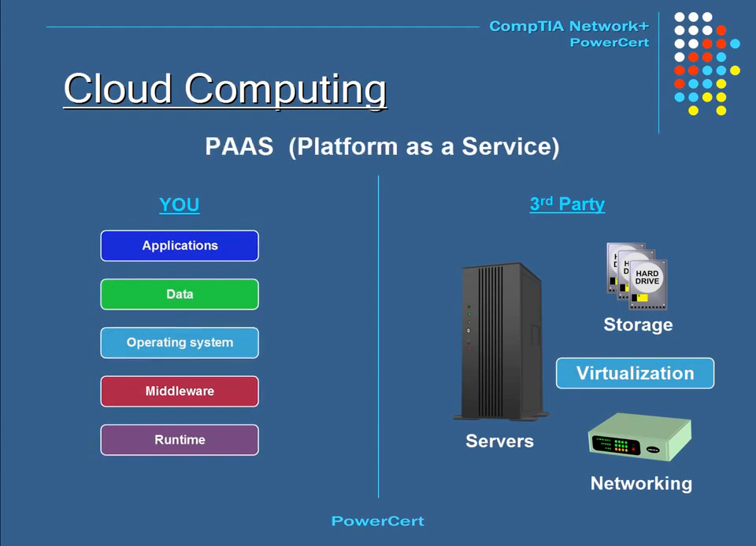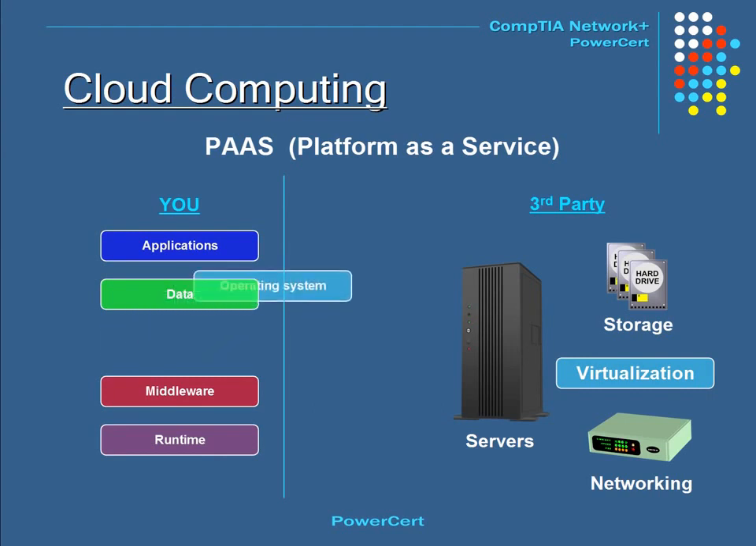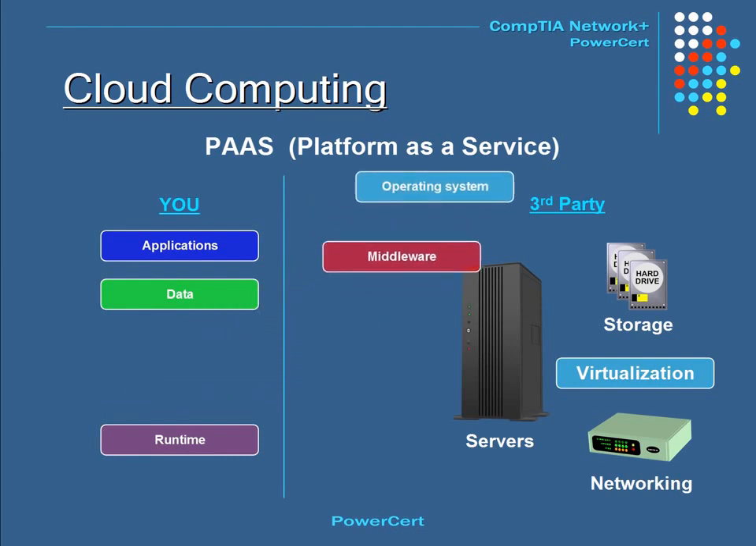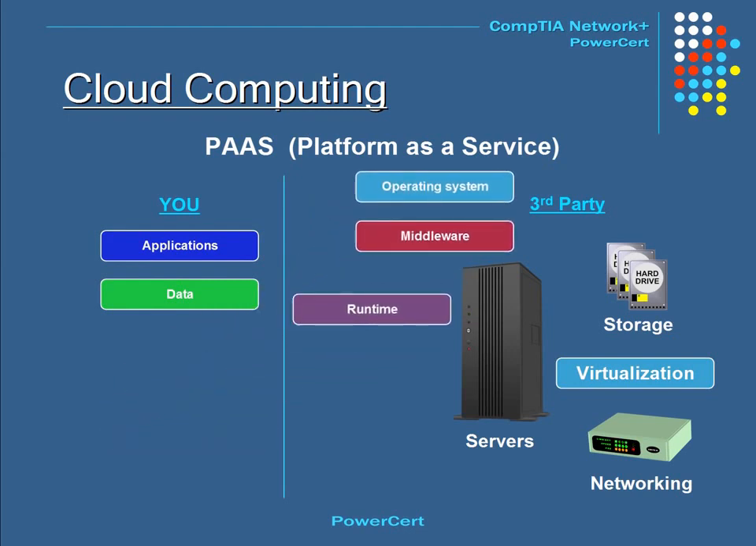And the next one is called platform as a service. PaaS, like IaaS, allows the third party to manage a portion of your business, but the third party has more control. In a PaaS, the third-party vendor not only manages the hardware, such as servers, storage, and networking, but they also manage the operating system, middleware, and runtime. You are only responsible for the applications and the data. And a good example of a PaaS would be Microsoft Azure, which is a cloud computing platform from Microsoft.